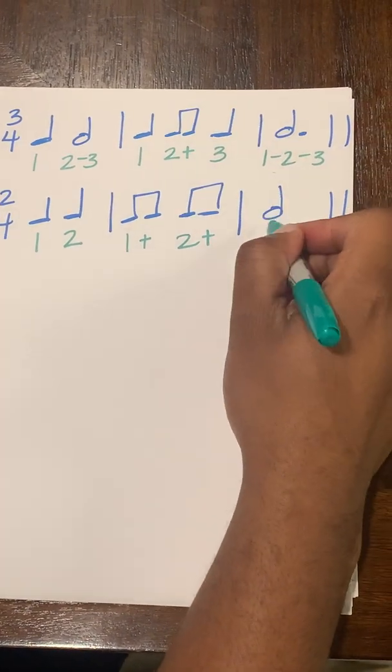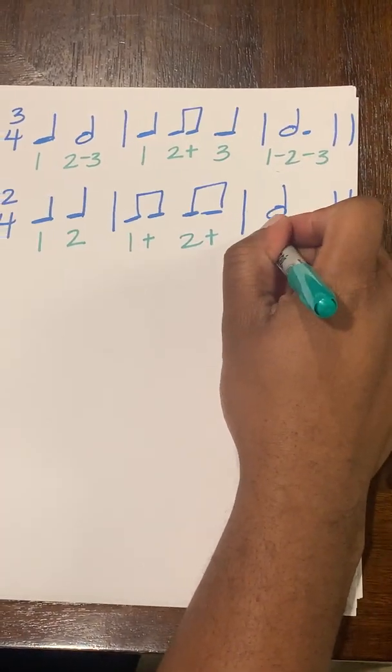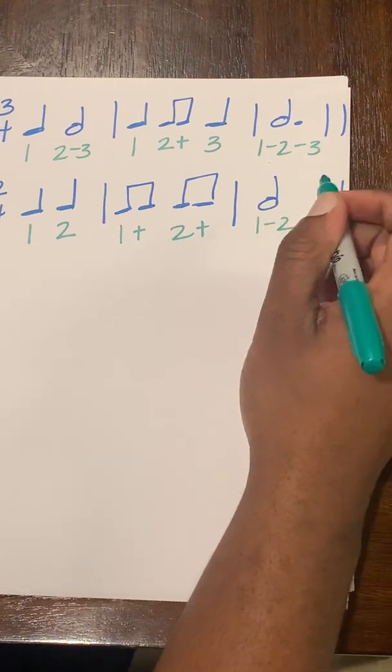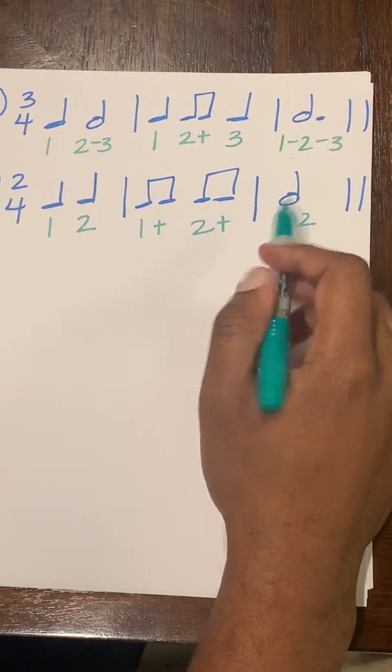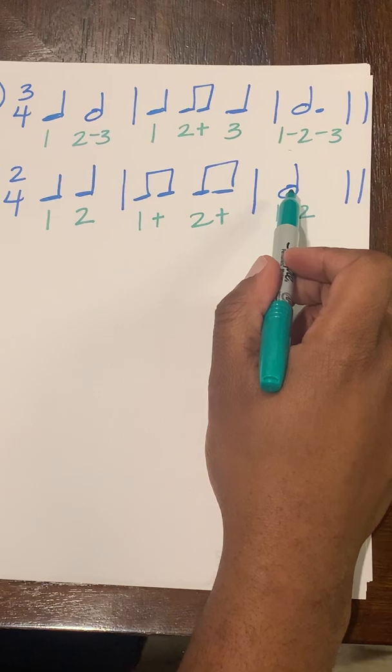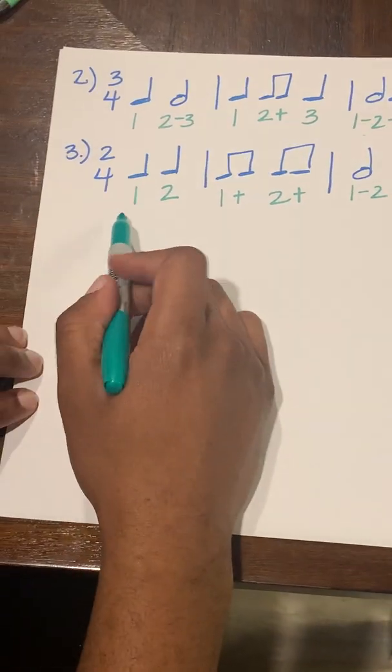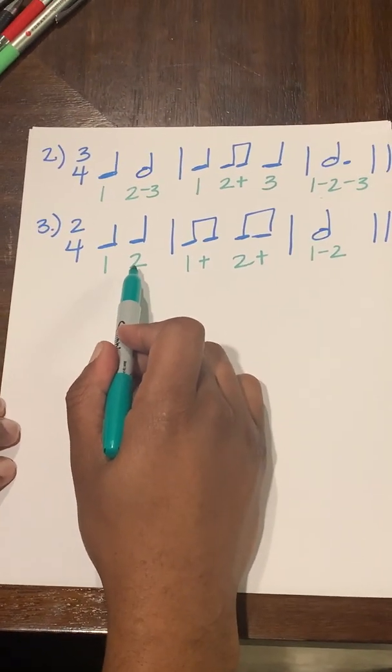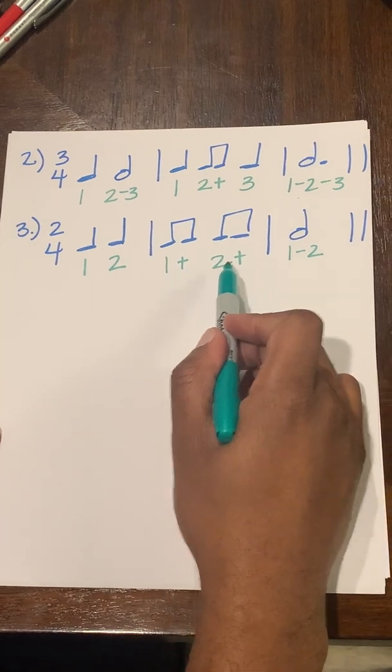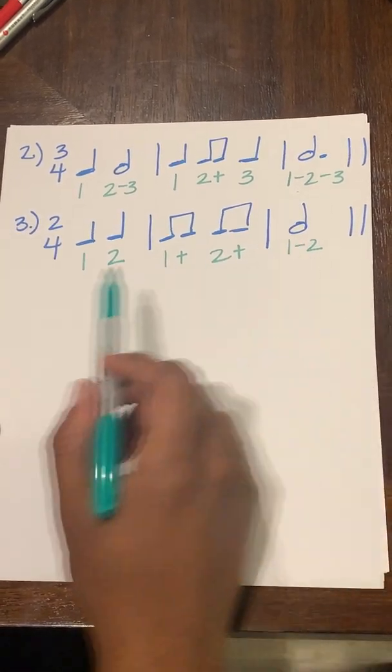All right, the half note receives 2 beats, so you will write 1-2 to show that both beats belong to this half note. All right, now let's count this aloud. It will sound like this: ta, ta, ti, ti, ti, ti, ta. All right.